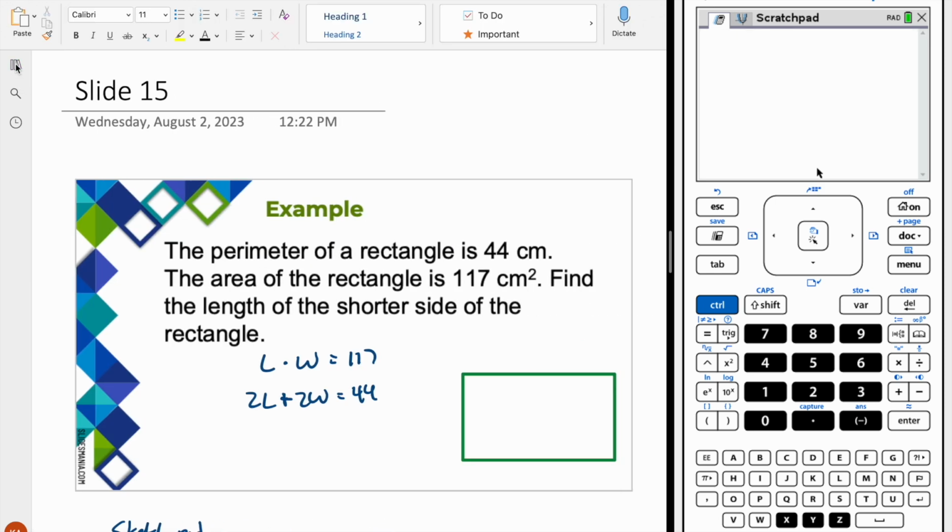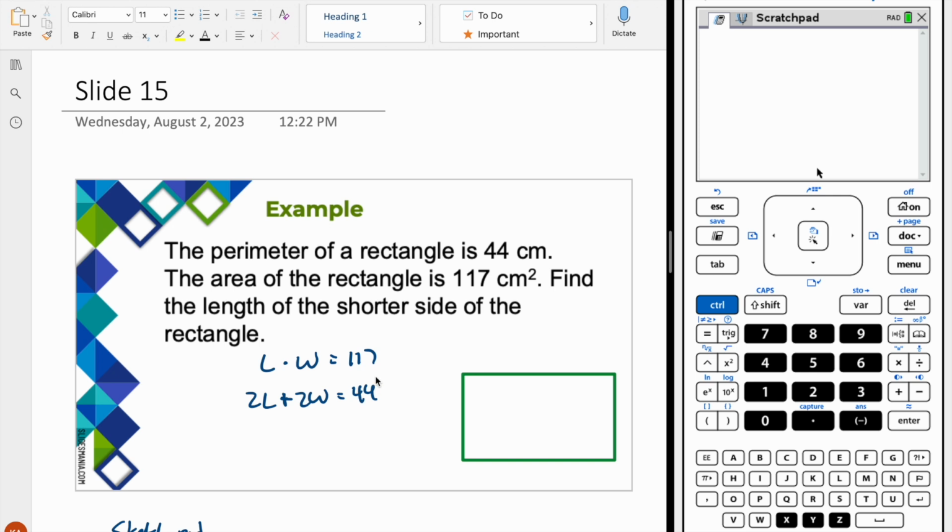In slide 15, we are taking a look at this problem, which will go over a system of equations. So first thing is understanding the problem that we're working with. In this case, we have both perimeter and area within the sample problem. And it's understanding how to create each one of the equations that we need. So the perimeter of a rectangle is 44 centimeters. Understanding that the perimeter is 2 times the length plus 2 times the width is going to give you that 44 centimeter. The next would be the area, which is length times width is equal to 117. That would give you these two equations that you see here.